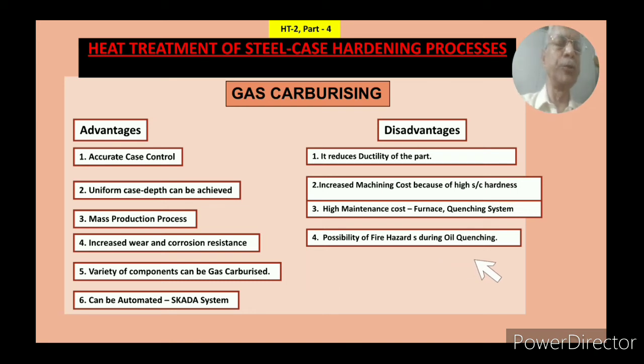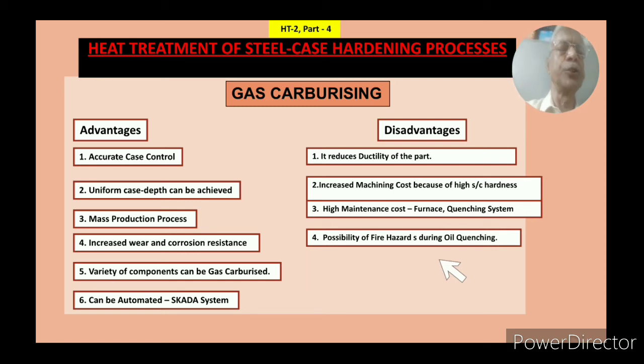While sitting in the cabin you can control everything, and in fact you can also see how things are going inside the furnace. So nowadays it is a very good system, and this particular gas carburizing can be monitored by using an automated system like the SCADA system. Okay, so these are the advantages, and the disadvantages are that it reduces the ductility of the part because of the very high carbon content.